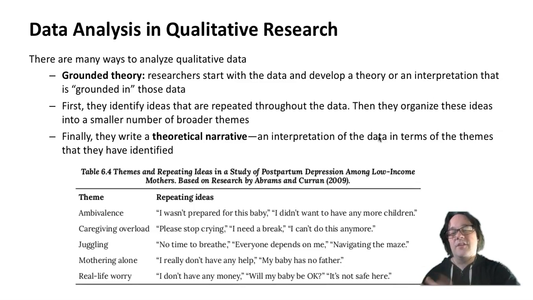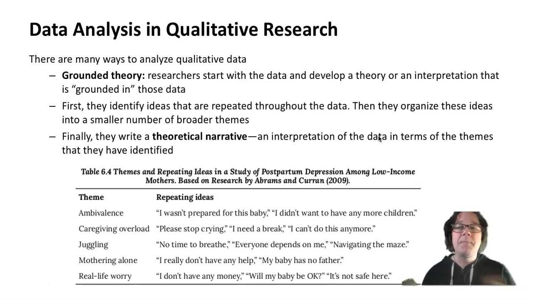So when it comes to grounded theory, first, researchers identify ideas that are repeated throughout the data. Then they organize these ideas into a smaller number of broader themes. So that actually sounds a little bit like factor analysis, right? We have statistical programs that do factor analysis for us, that organize these different variables into broader clusters. So there's no statistical data here, there's no numbers here, but it seems like the researchers are kind of doing the same thing, right?